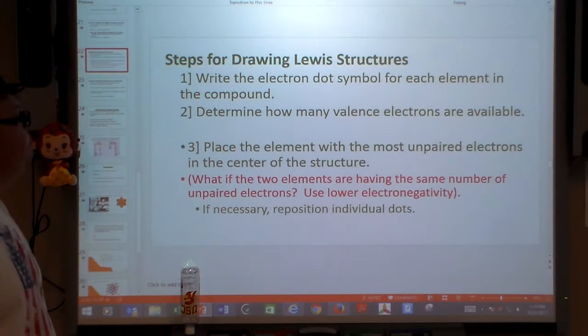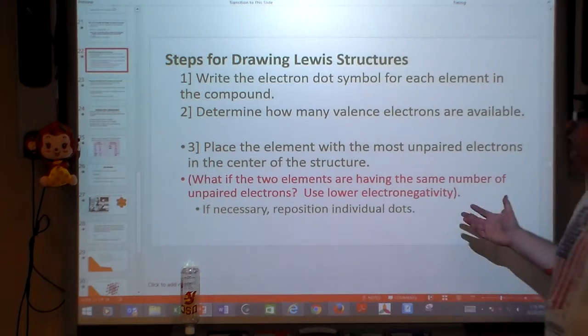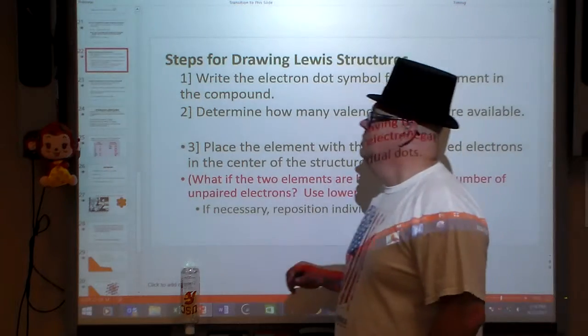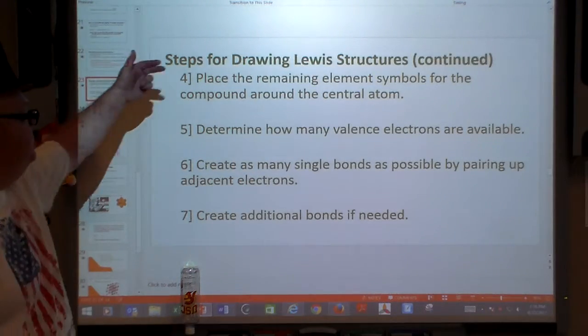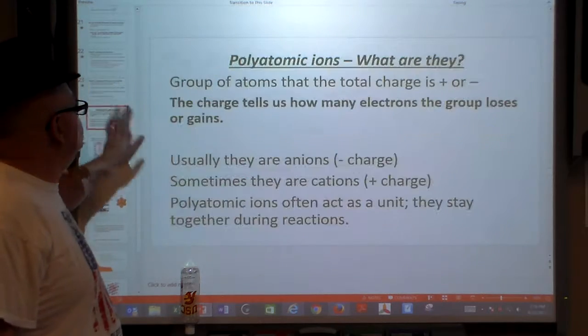Steps for drawing the Lewis structure. Really quick, we're going to spend time in class working on this. So it's a fairly straightforward thing. And that just continues going through. It's just in words what we're going to be doing in class.